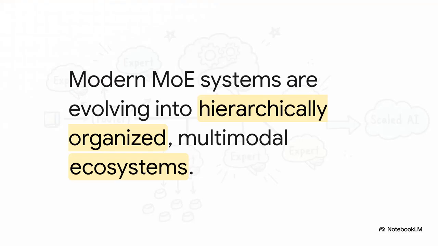The ultimate promise here is efficient specialization at absolute scale. MoE is no longer just some clever mathematical trick to save compute costs. It's fundamentally transforming neural networks from these monolithic black boxes into hierarchically organized, multimodal, and highly adaptive ecosystems. And for developers, researchers, and just everyday users, this matters immensely. It means the future of AI isn't just about stubbornly building bigger, more expensive monolithic brains. It's about building smarter, dynamically routing ecosystems that can actually run efficiently on the hardware we have.